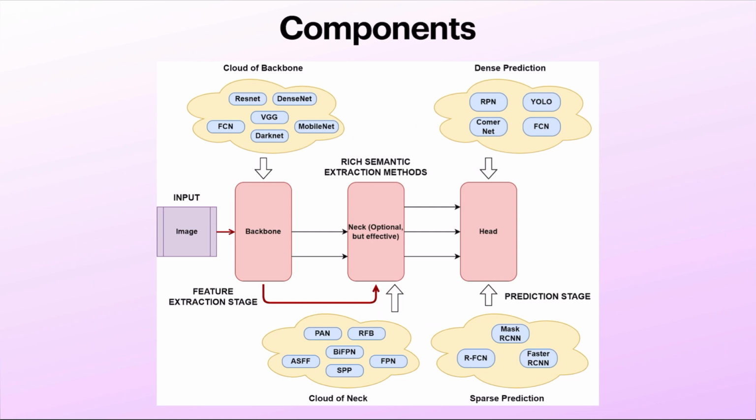So backbone is for extracting the features, and there are many choices here. For backbone you have VGG in the beginning, older models, and at the same time ResNet, DenseNet, MobileNet. So these are all the different options for backbone.